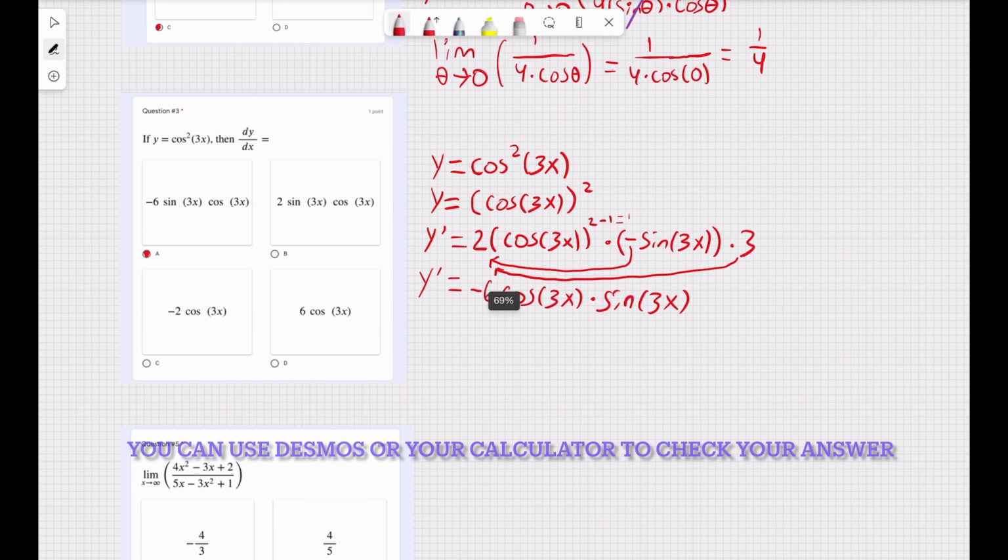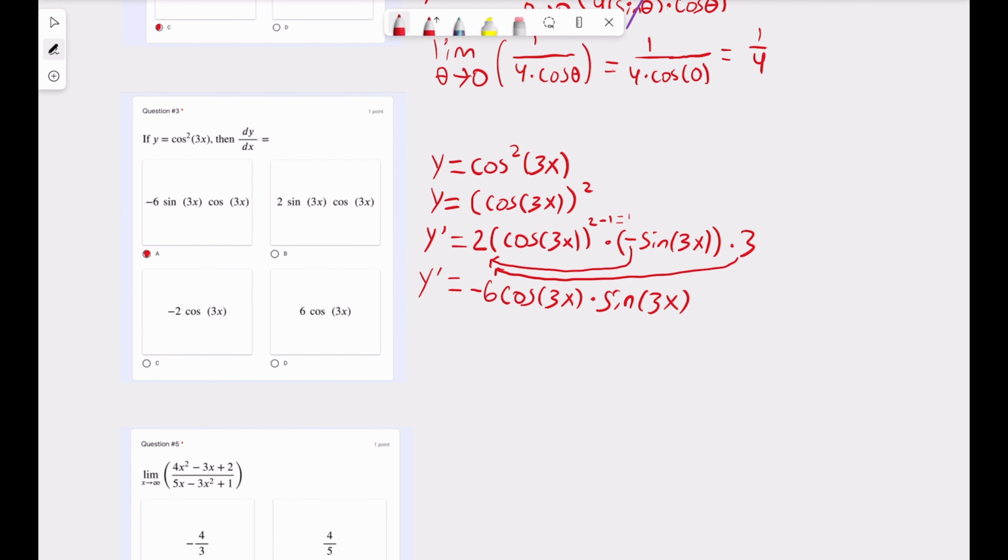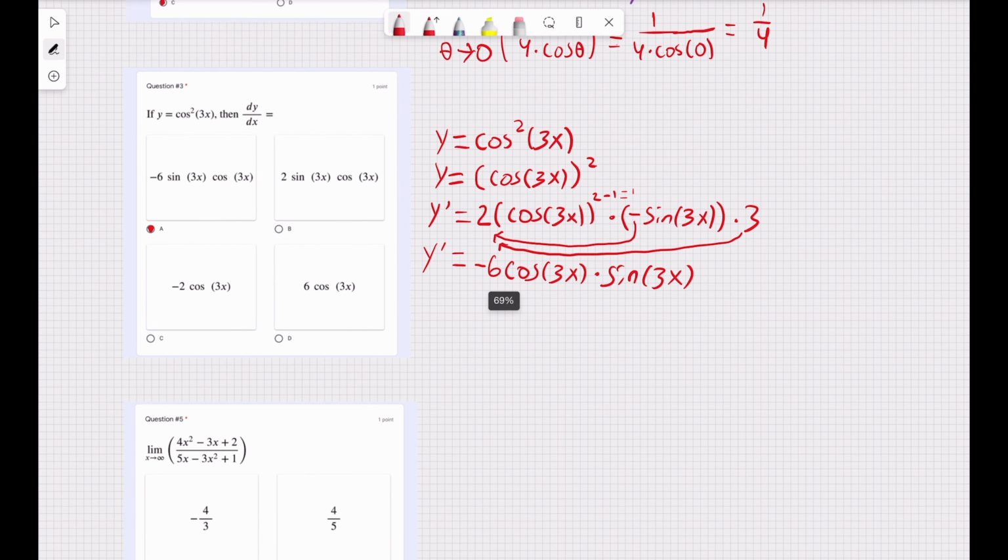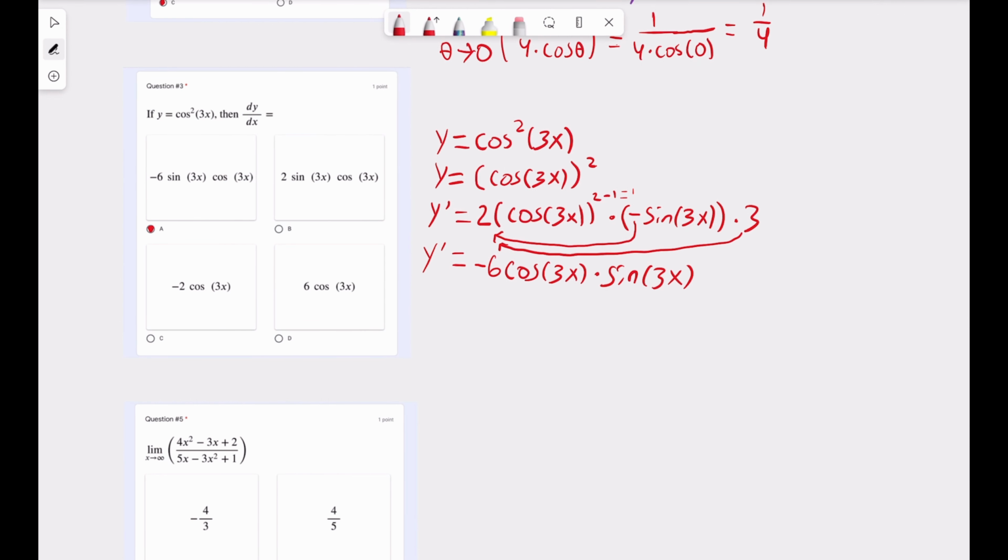So this one, you use chain rule twice, and that's how you get A.